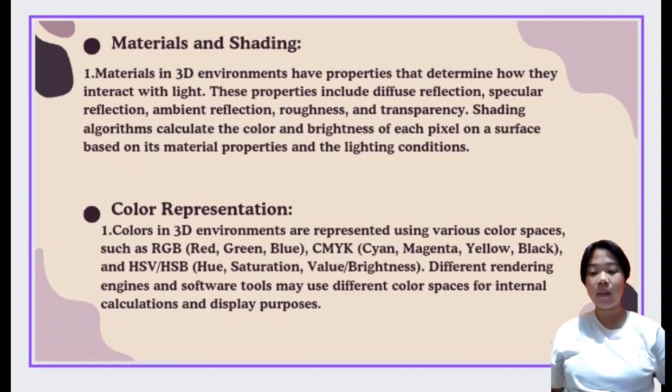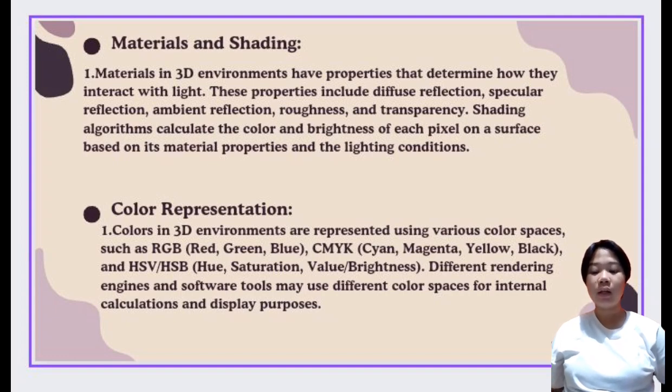Materials and shading. Materials in 3D environments have properties that determine how they interact with light. These properties include diffuse reflection, specular reflection, ambient reflection, roughness, and transparency. Shading algorithms calculate the color and brightness of each pixel on a surface based on its material properties and lighting conditions.